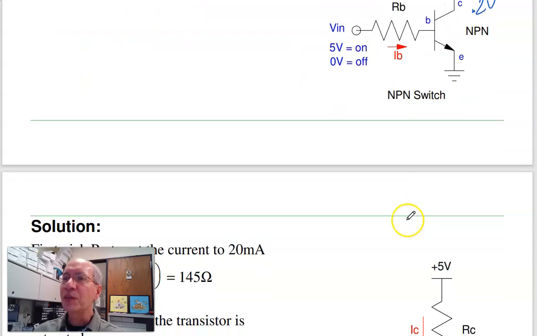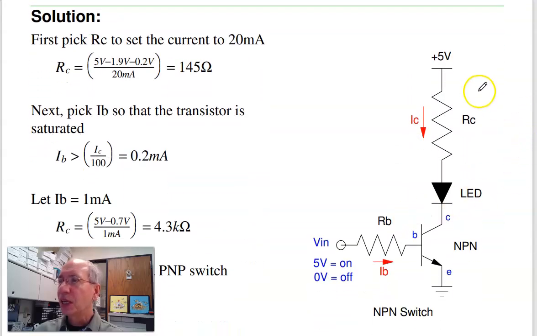So for example, if I want IC to be 20 milliamps, I would say this is 5 volts. Here's a red LED. That's 1.9 volts. This is saturated, 0.2 volts. 5 minus 1.9 minus 0.2 over 20 milliamps is 145 ohms. RC should be 145 ohms.